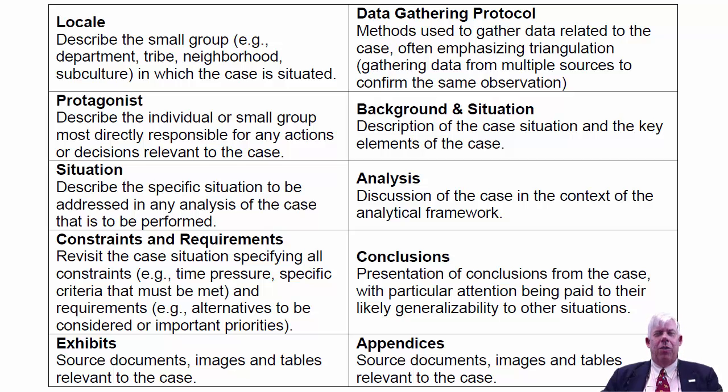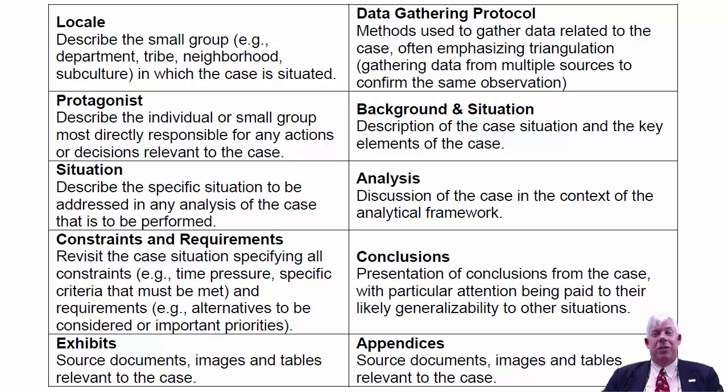Research cases are always subject to the complaint of n equals 1. In other words, you're not developing statistically valid information, you're focusing on a particular situation. And one of the ways to get around that is to emphasize the systematic way and objective way in which you're gathering data. Objectivity is much more important in a research case than in a discussion case, because in a discussion case, you're really presenting a decision from the perspective of the protagonist.